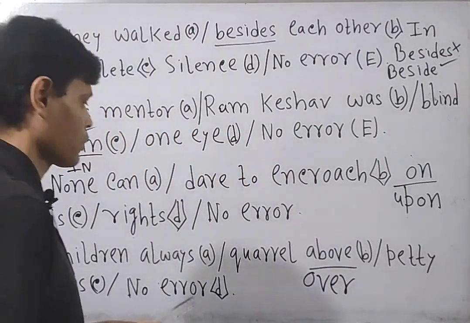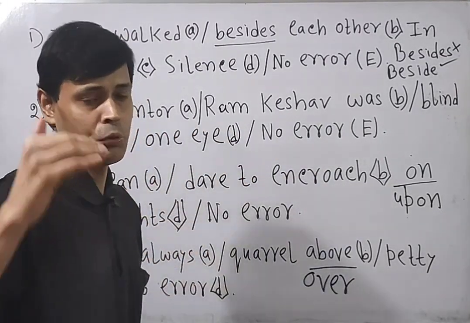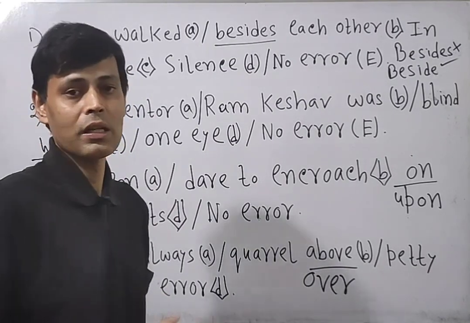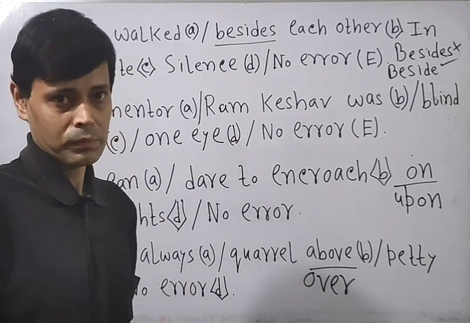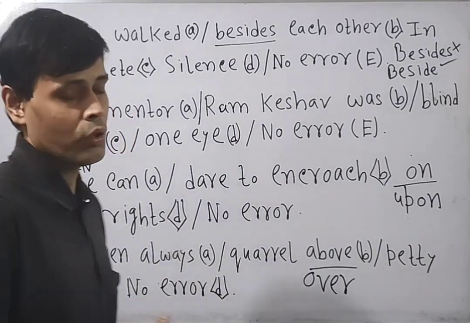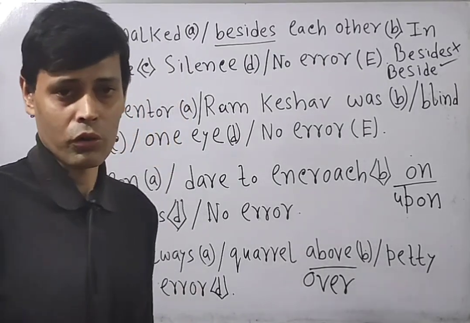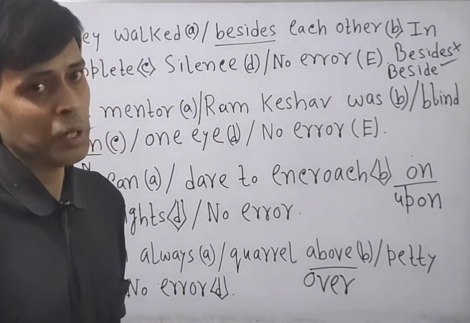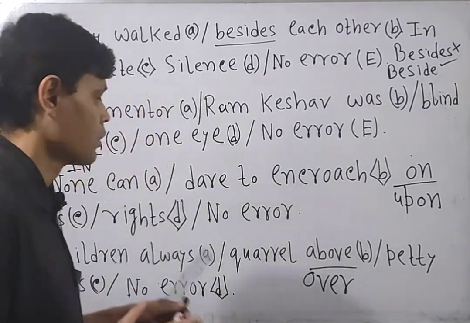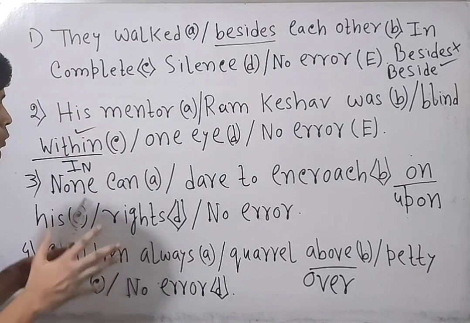Whenever the word quarrel is there, thereafter the 4 prepositions can be used, over or on or about or for. But the most important preposition thereafter is over. So I have placed over. So be careful about all these mistakes.